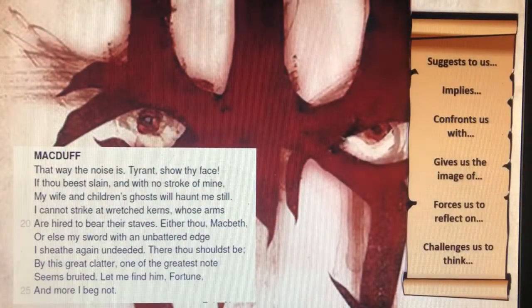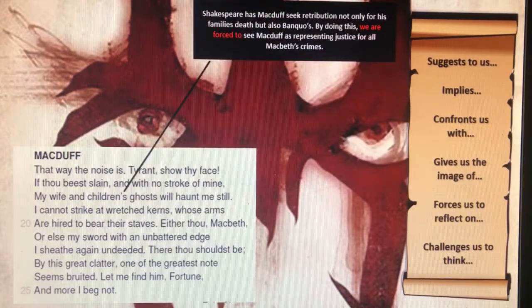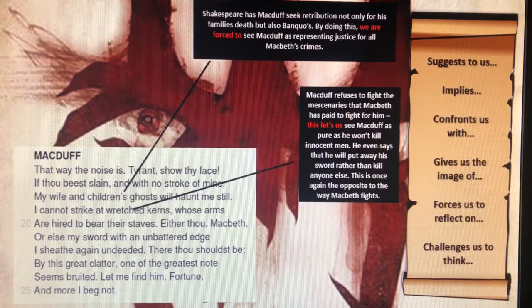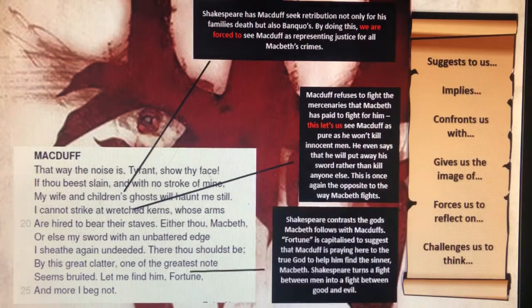As we now study some key parts of that scene, here Shakespeare has Macduff seeking retribution for not only his family's death, but also Banquo's. By doing this, we're forced to see Macduff as representing justice for all of Macbeth's crimes. Macduff refuses to fight the mercenaries that Macbeth has paid to fight for him. This lets us see Macduff as pure, as he won't kill innocent men. He even says he will put away his sword rather than kill anyone else. This is once again the opposite to the way Macbeth fights.